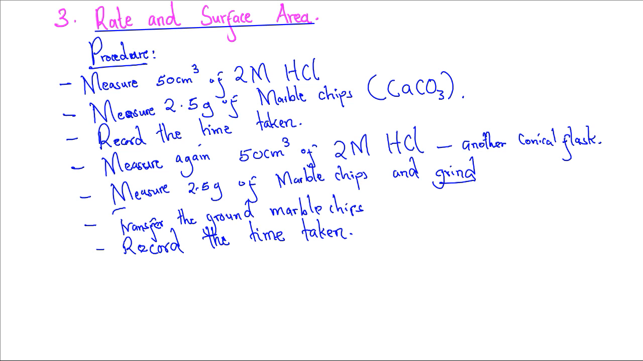So dilute hydrochloric acid reacts with the marble chips, which is a carbonate, to produce a metal salt, that is calcium chloride, carbon 4 oxide, and water. Let's have the reaction.